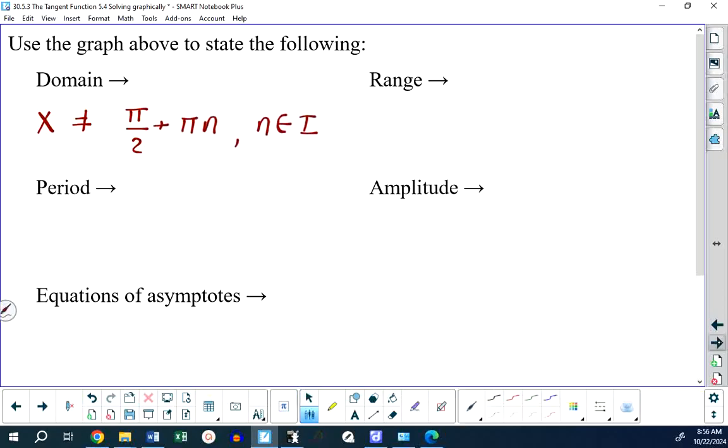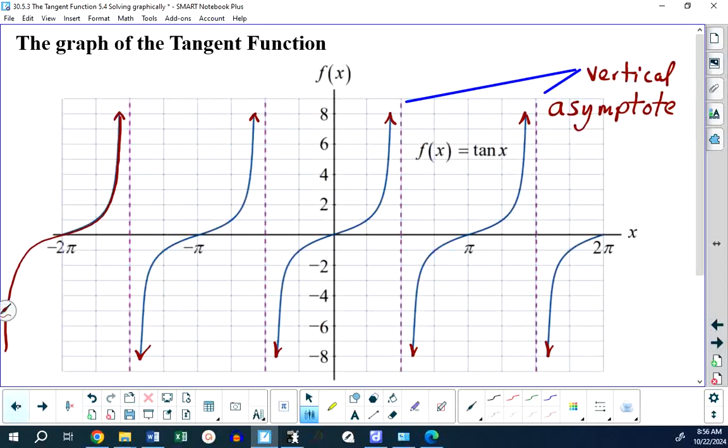What is the range? Well, the range is y is any real number. This graph extends forever in both directions. What's the period? This is really maybe the only thing you're going to be asked about on the diploma exam has to do with the period of tangent in a roundabout way. The period is not 2 pi. When you look at what happens to the graph, it repeats every pi.